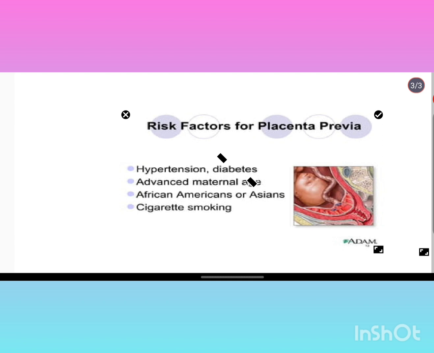Next we will see certain risk factors for placenta previa. Placenta previa may occur in mothers who suffer from hypertension or diabetes during pregnancy, or because of advanced maternal age, or certain habits of the mother like smoking or taking alcohol during pregnancy, or any other exposure to teratogenic agents may also be risk factors of placenta previa.